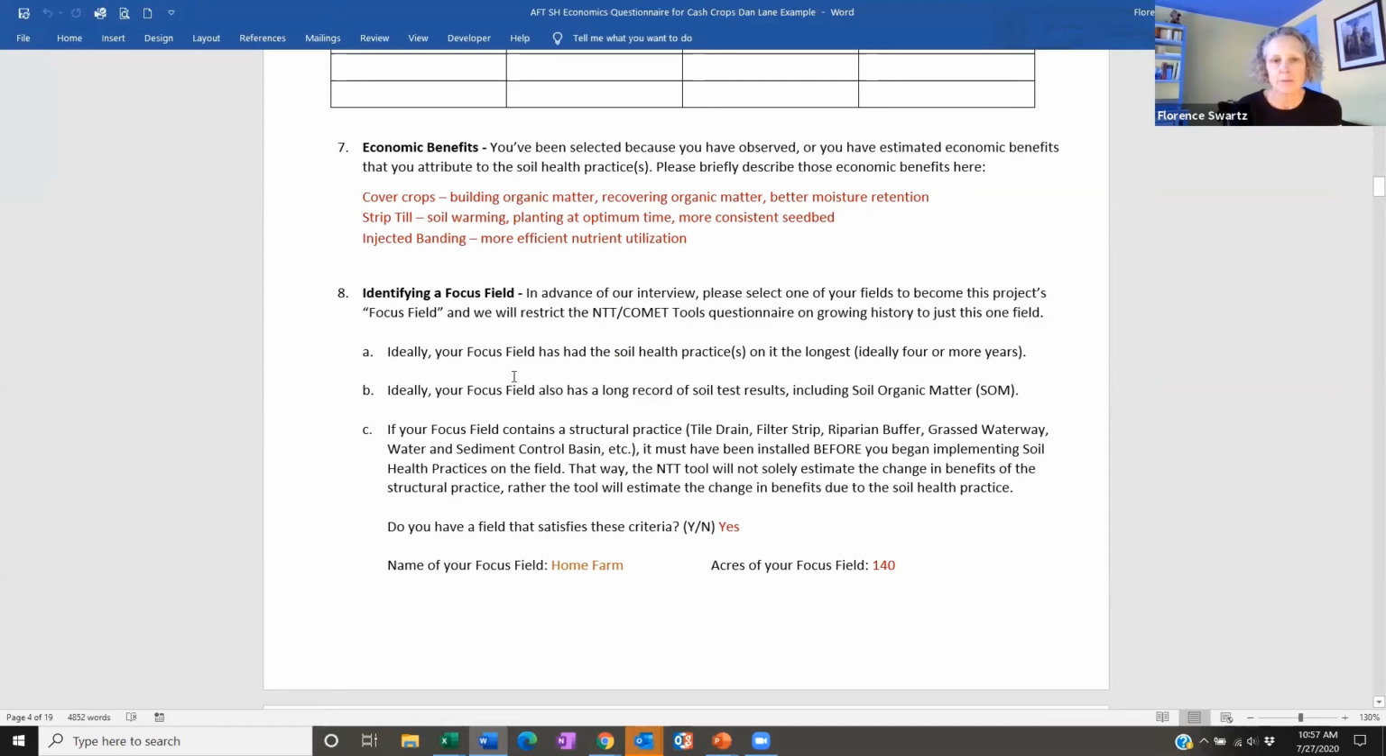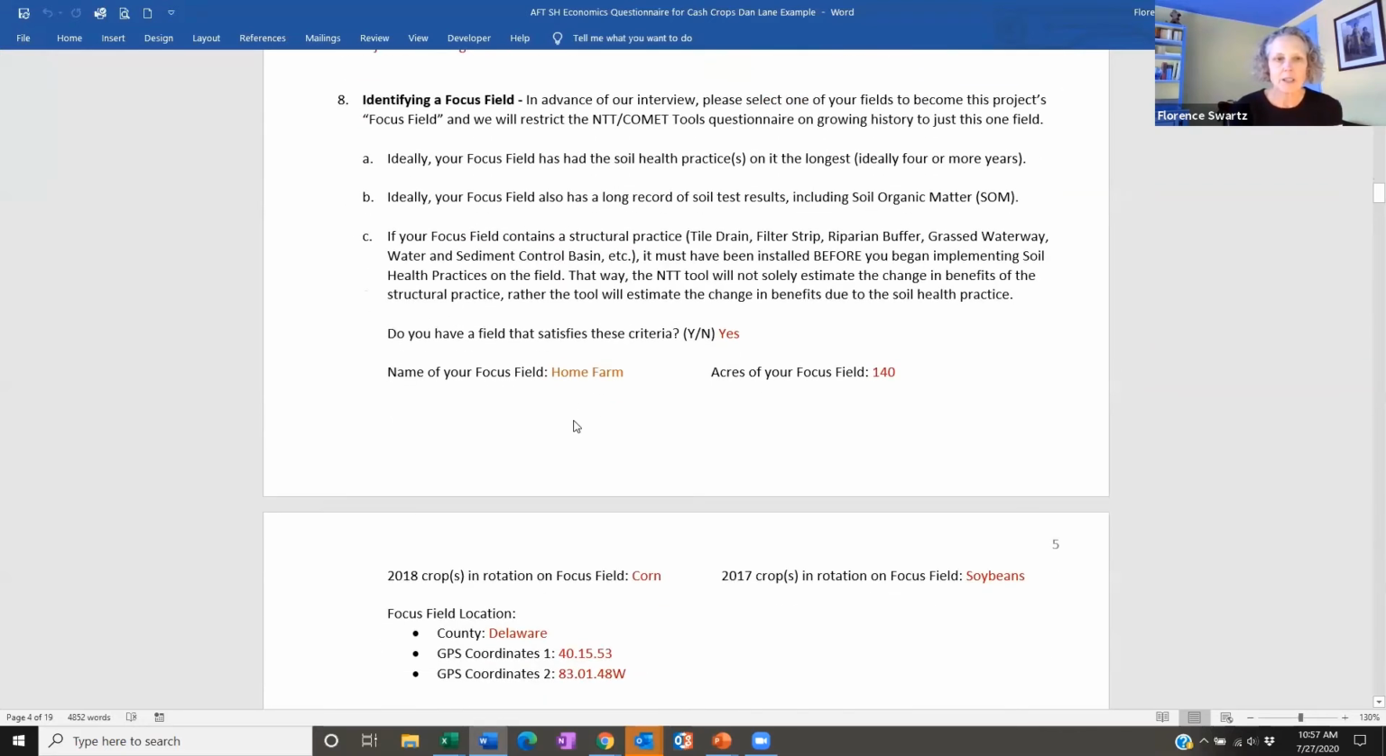So those are some additional information that can go into the case study. And here's the part on the focus field.